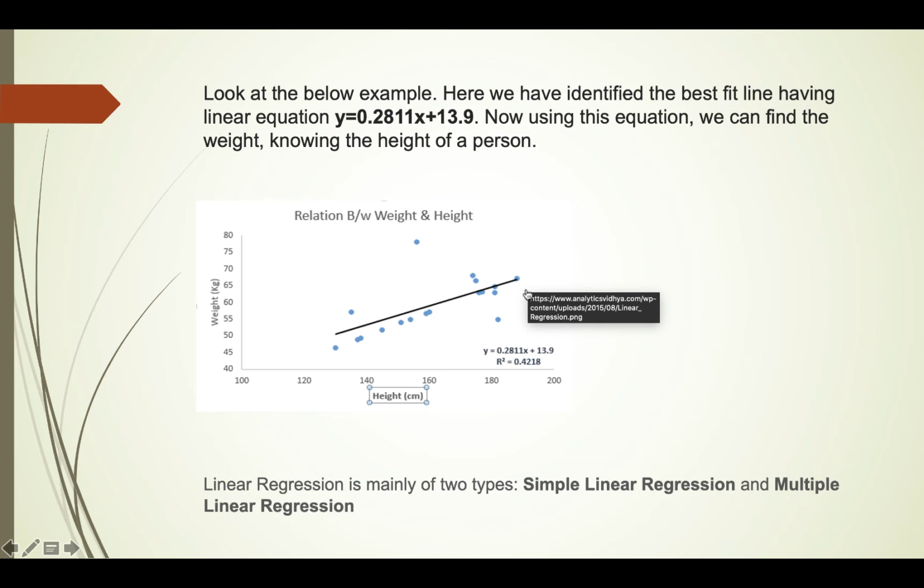So linear regression has got two types: one is simple linear regression and the other is multiple linear regression. Simple linear regression is characterized by one independent variable, and multiple linear regression is characterized by multiple, meaning more than one, independent variable.